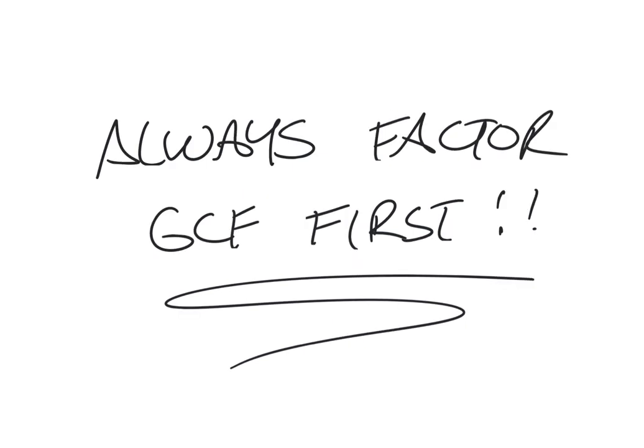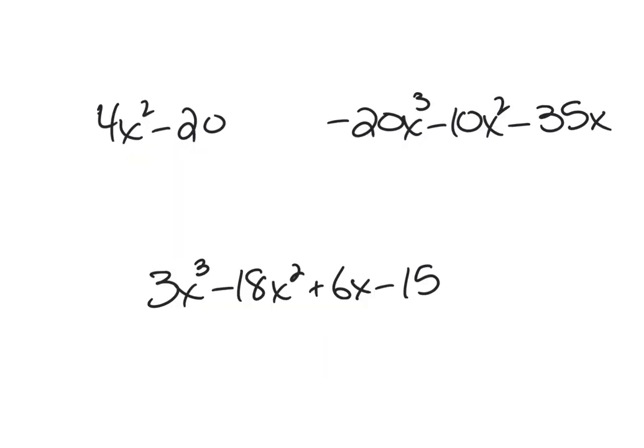First of all, always factor out the GCF first. You have to look for the greatest common factor every time you factor. I don't care what we're doing the whole rest of the year. We're looking for GCF first every time. Here's three examples real quick.